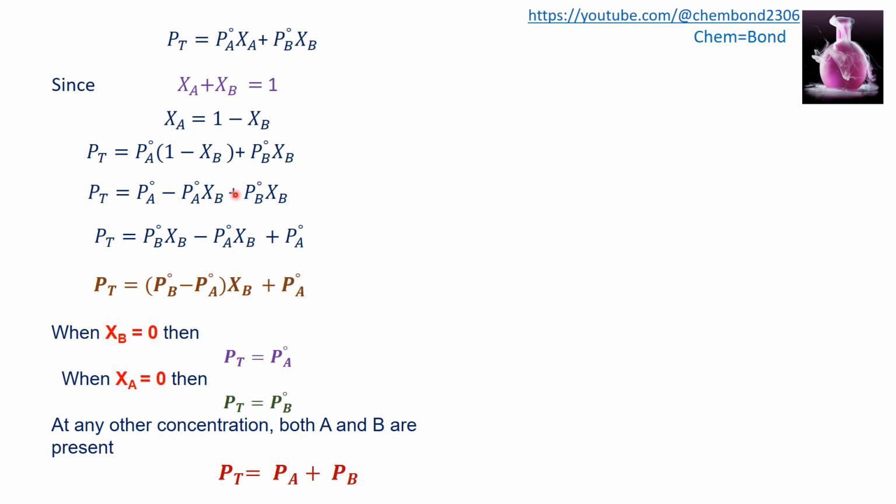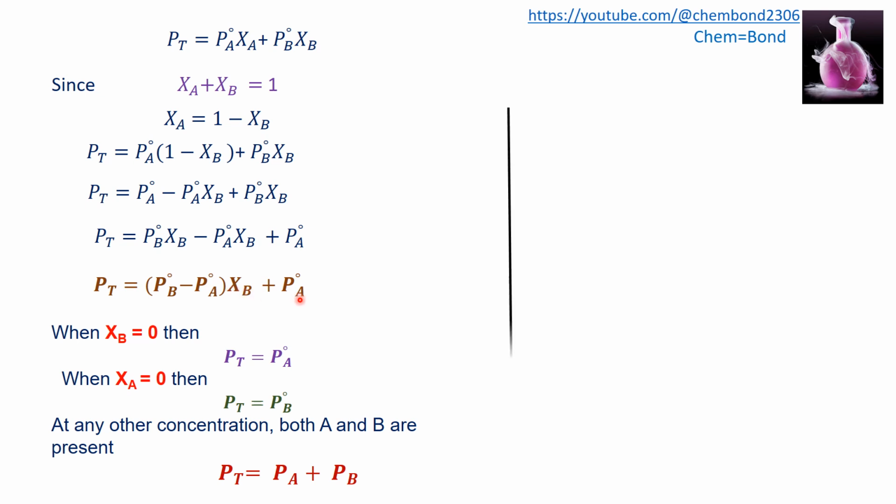Now we will start the equation from the positive side, so we will shift that term to the start of the equation, and the other term will move toward the inner side. So P naught B XB minus P naught A XB plus P naught A. XB is common, so we will take it common: P naught B minus P naught A, multiplied by XB, plus P naught A. So this is the formula from which we can calculate the partial pressure for component A, B, or the total pressure of components A and B.